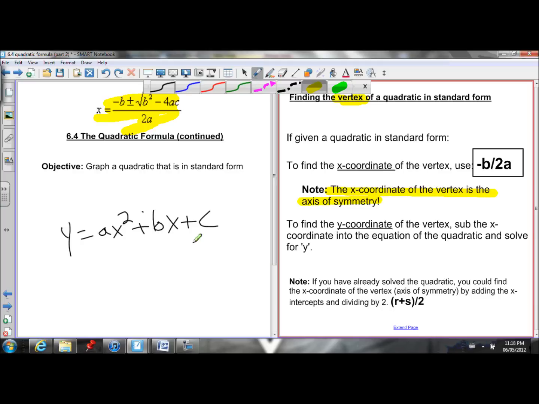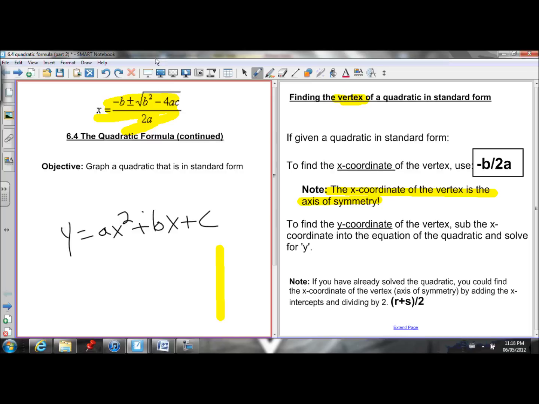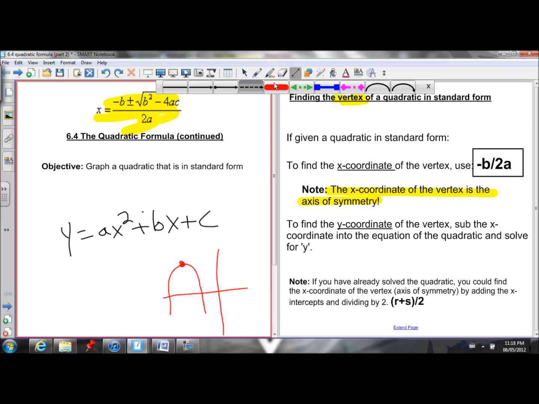Because, let's make a quick diagram here for our reference. Not in highlighter. We'll do it in a nice red. Okay? Here's my parabola. I know that the vertex is right in the middle of the parabola because parabolas are symmetrical. I also know by definition the axis of symmetry is a vertical line that goes through the middle of the parabola, so it goes through the vertex. That's why the x-coordinate of the vertex is the axis of symmetry, because the axis of symmetry goes through that vertex.